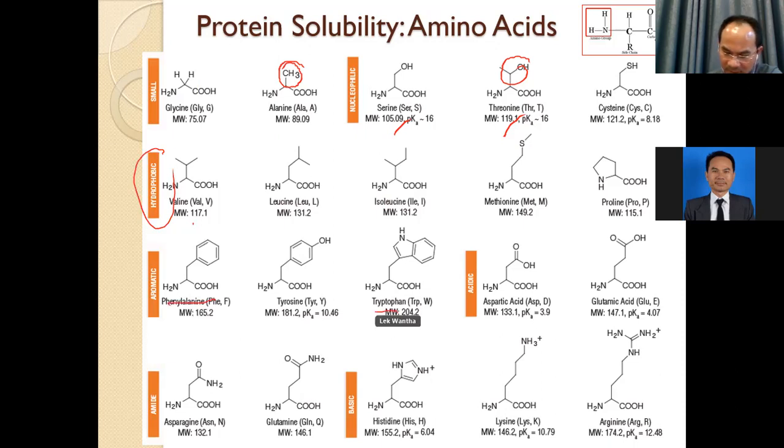Phenylalanine, tryptophan, aspartic acid. Aspartic acid, you can use this instead of sugar, for example. This is COOH. And also glutamic acid. You know this is common as monosodium glutamate, the food additive. Ajinomoto produces glutamic acid. And asparagine, glutamine, histidine, lysine. This shows you the common 20 essential amino acids.